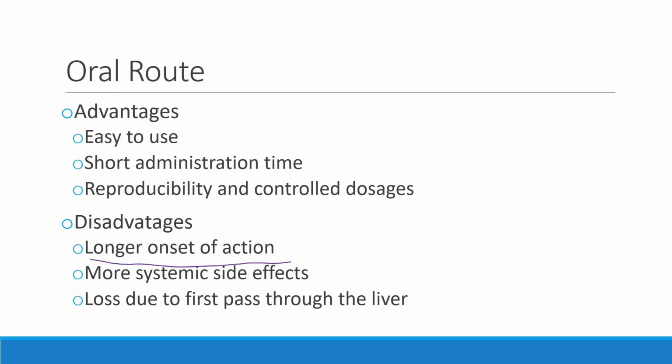They're more systemic side effects, right? More the tremor, more that type of side effects to it. And there is a loss due to the first pass through the liver, right? So there's a loss of effect that can go on with those as well.